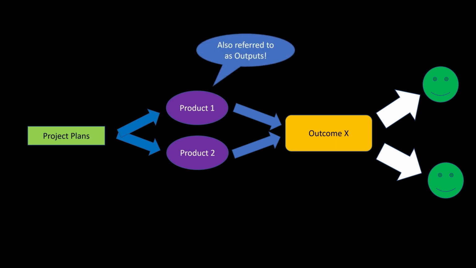Important to note, this word product, APM often interchangeably use it with the word output, which is really frustrating that they do that. So if you encounter the word output, if you're doing other studies and things around this area, you see the word output, product, output, treat them as the same thing here. We've got plans, we've got a thing we're going to produce, a change that's going to happen, and a benefit we're going to get from that.